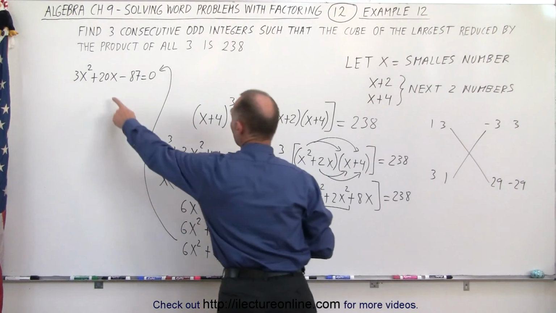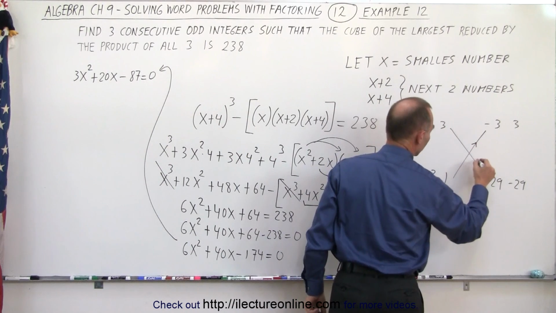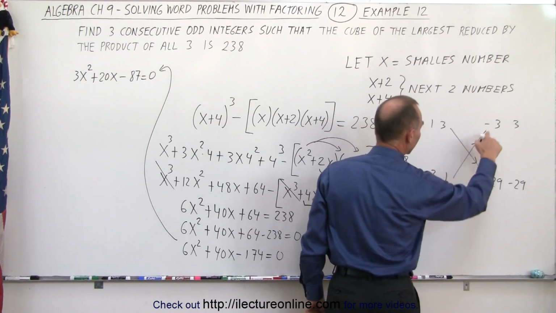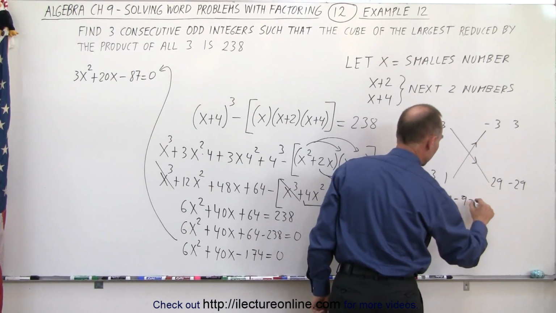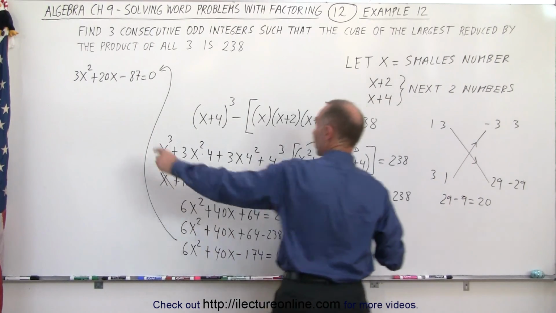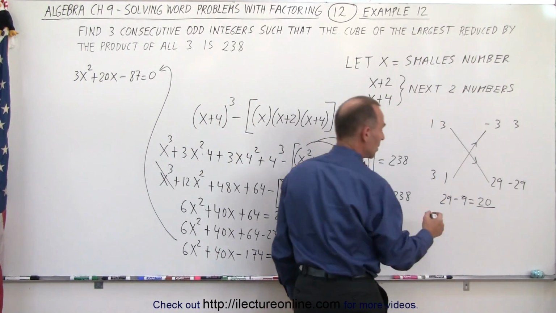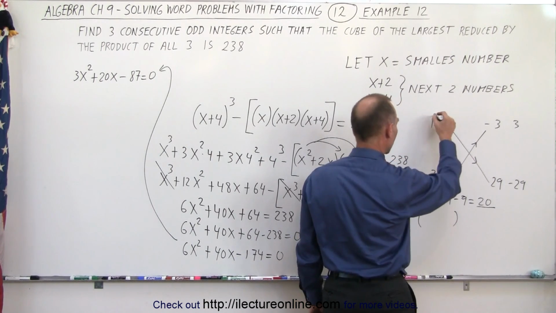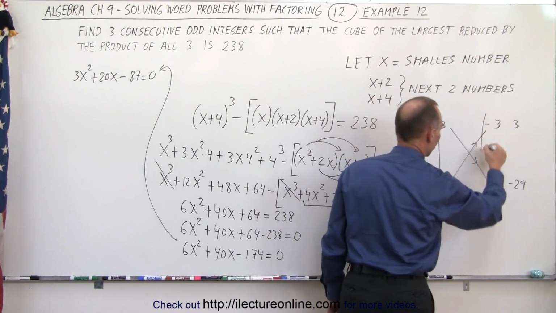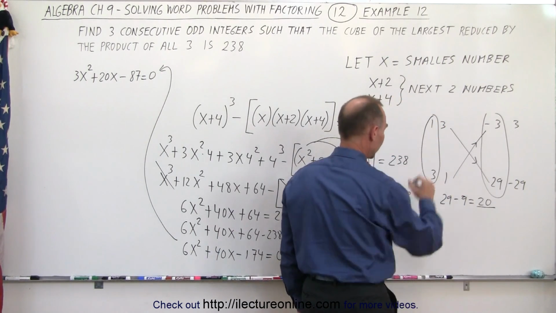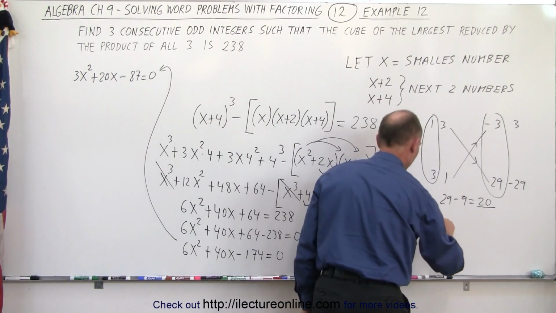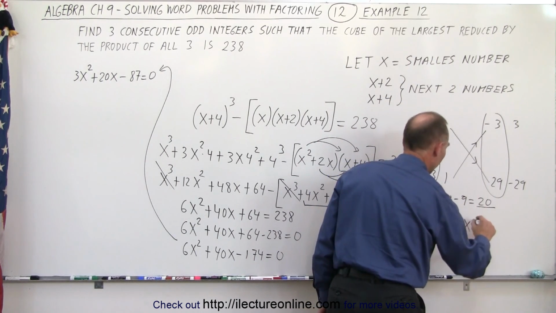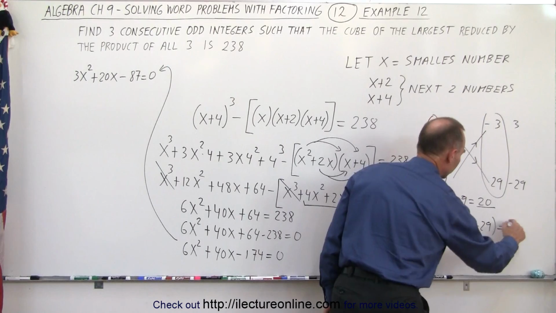Now what we need to do here is get the middle term. So we're going to use the FOIL method like this. 1 times 29 minus 3 times 3, that's minus 9, equals 20. And look, we got the right number right off the bat, which means the combination that we need is what we did right here. The way to factor that would be as follows. It would be x minus 3 multiplied times 3x plus 29, and that equals 0.